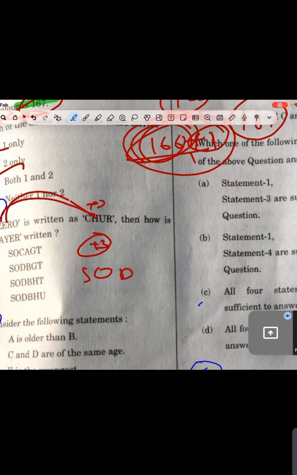Then Y plus 3 is equal to B, then E plus 3, then R plus 3 equal to U. So it is the D answer. Just plus 3 you have to add. That is the pattern. I told you, you have to recognize the pattern only.